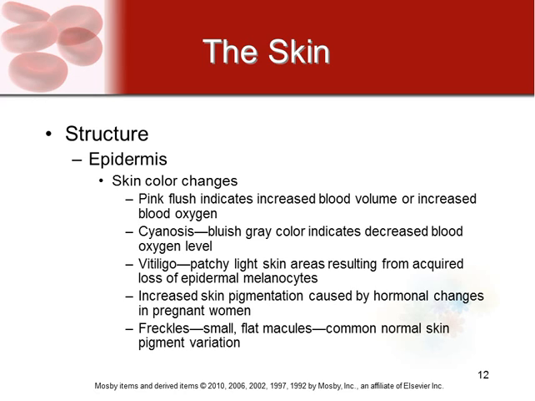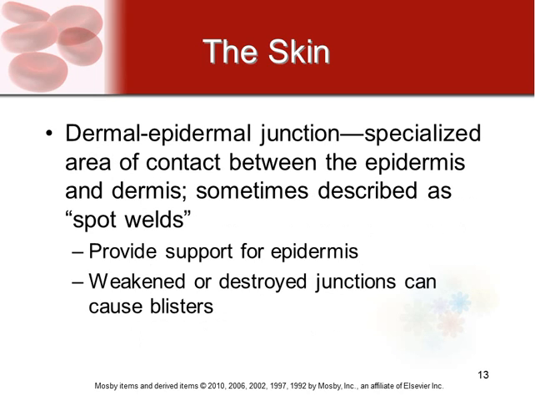And then you can have freckles. Freckles are just little small flat macules. They're very common skin pigmentation. It's just little areas of an increased skin pigmentation on somebody. So, then, like we said before we started some of this description of the epidermis, you have the epidermis and then the dermis.